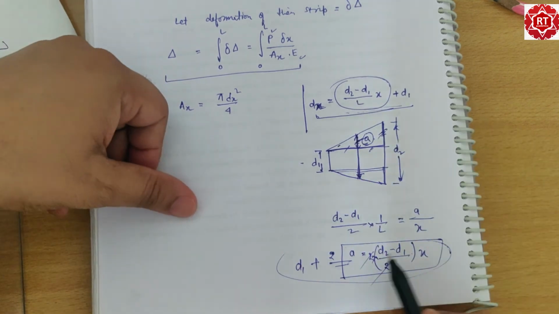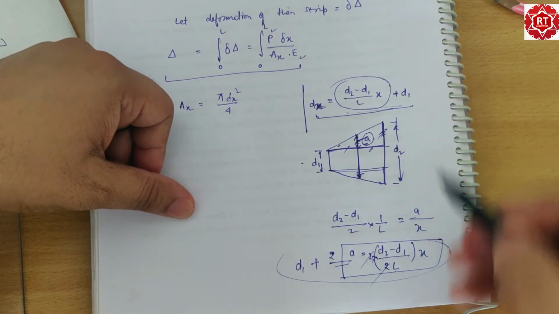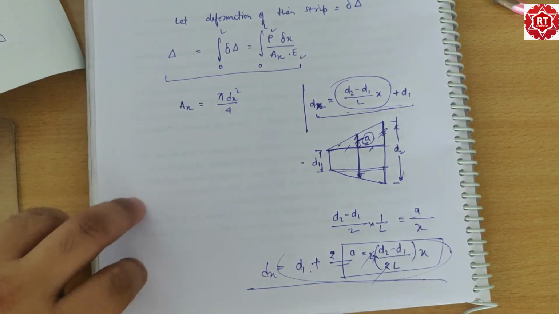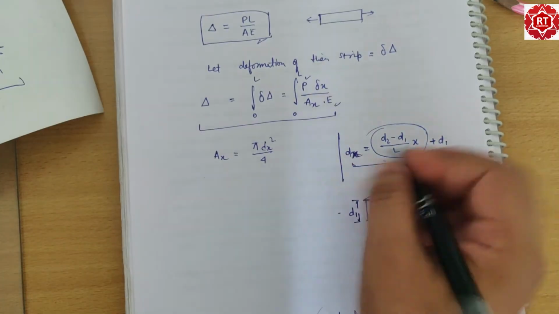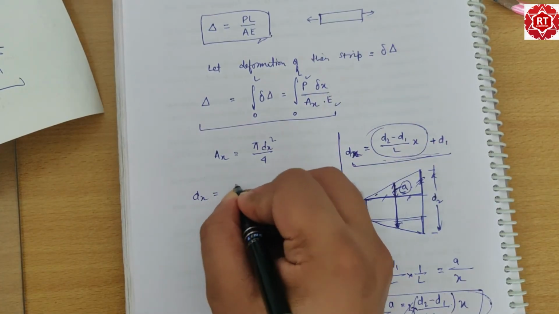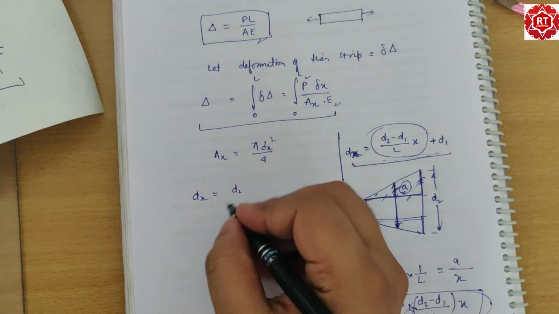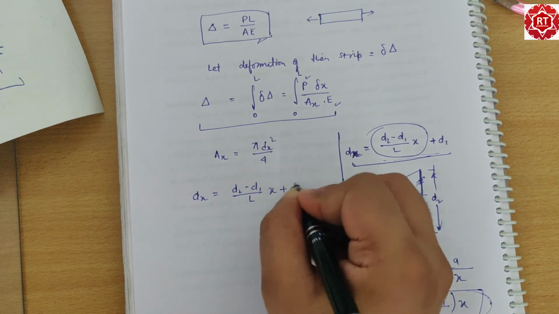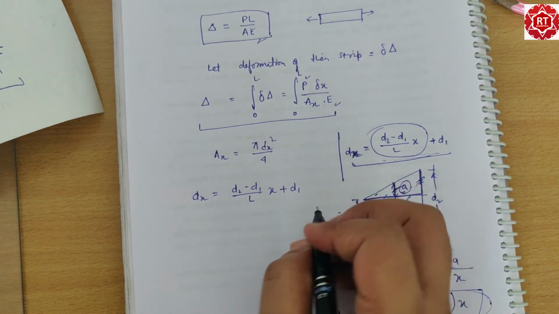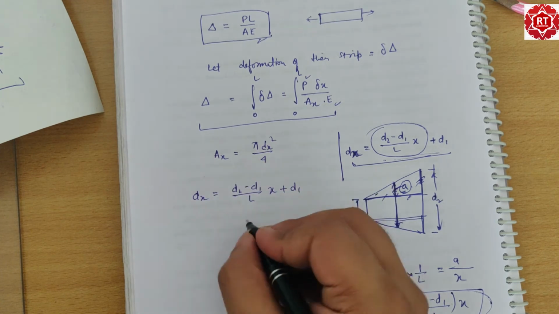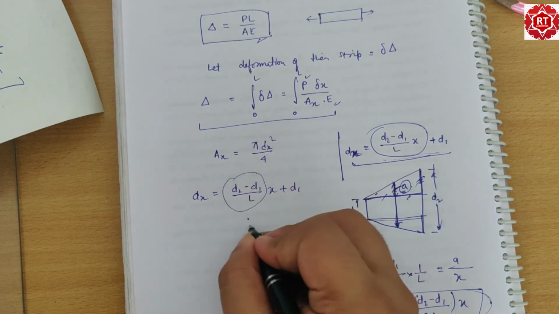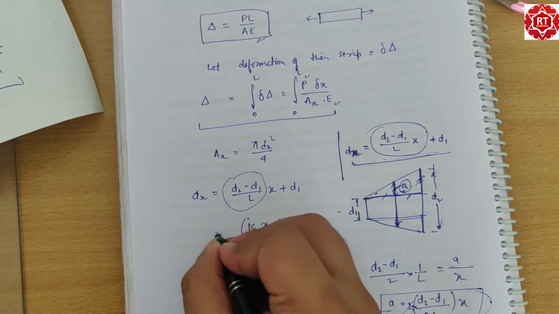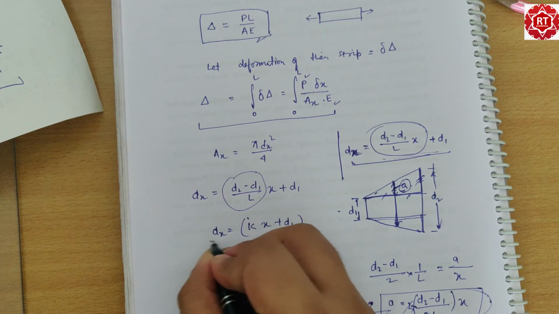Okay, (d2 minus d1) over L into x plus d1, and that is nothing but the dx. So this is the way to calculate this. Now dx is equal to, from this procedure, I can write here (d2 minus d1) over L into x plus d1. Okay, so for simplification of integration, I can write this as kx plus d1, and dx will be equal to dx.